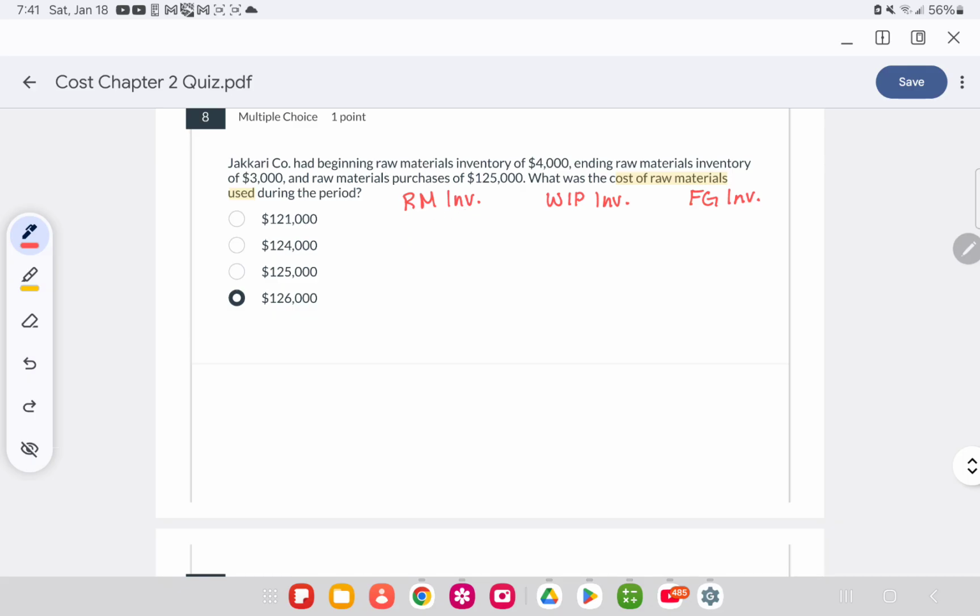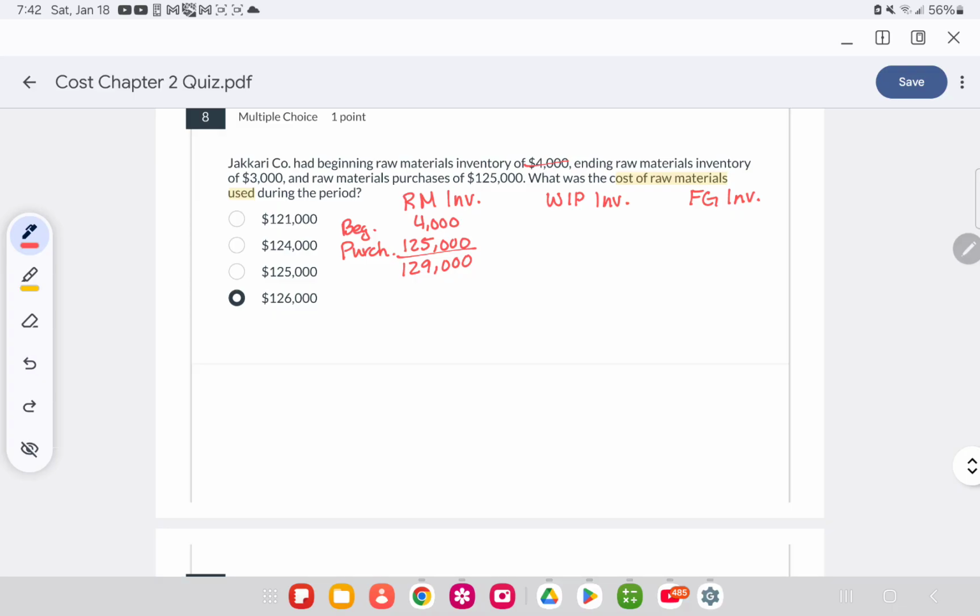All right, so they're giving us some information which lets me know I'm going to be using the raw materials inventory formula. So they're telling us that raw materials inventory started with 4,000. So beginning raw materials was 4,000. Ending raw materials inventory was 3,000. I'll grab that in a second. And raw materials purchases was 125. So raw materials is always going to go up by purchases.